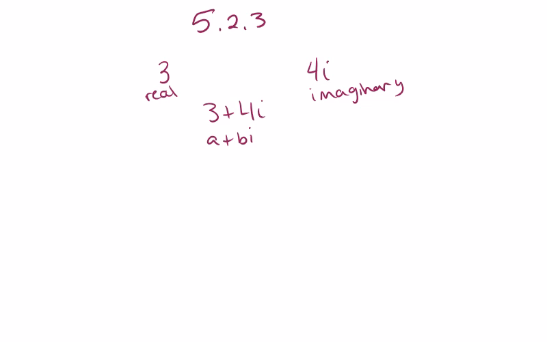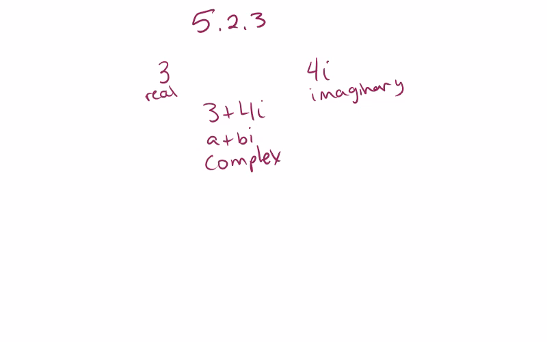The last one, I'm guessing, is 5.2.3, which is about operations with complex numbers. So if you remember last week, we said real numbers are like 3. Imaginary numbers are 4i. A complex number is 3 plus 4i. Okay, so a plus bi is how it's written. This is the real part, the imaginary part, and together it's complex.